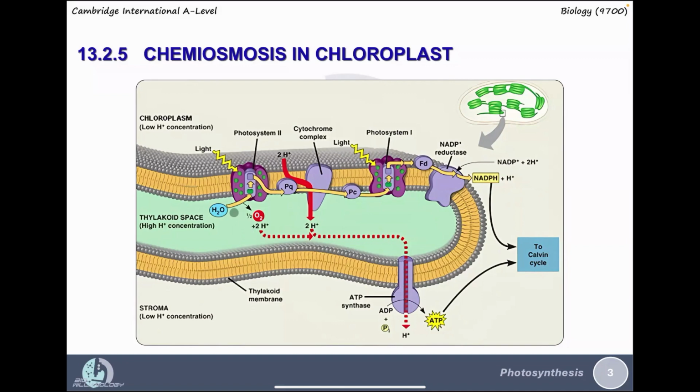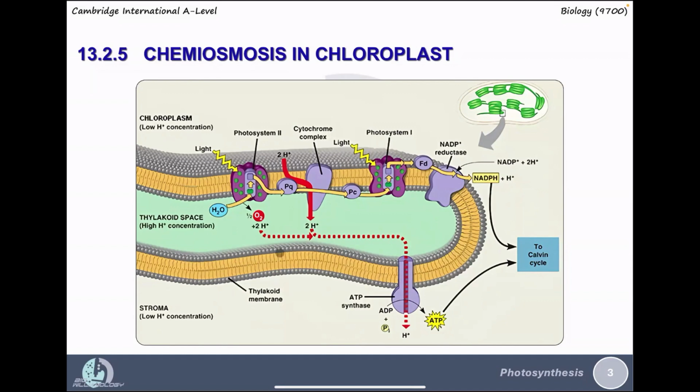Besides this, you can see that during photolysis of water, protons are produced. So with these two events, the proton concentration inside the thylakoid space is very high. However, the proton concentration inside the stroma is low. A steep proton concentration gradient is created. And this proton concentration gradient can be termed as an electrochemical gradient. However, protons can't pass through the phospholipid bilayer that forms the thylakoid membrane.